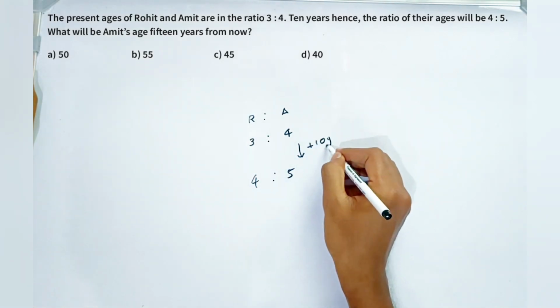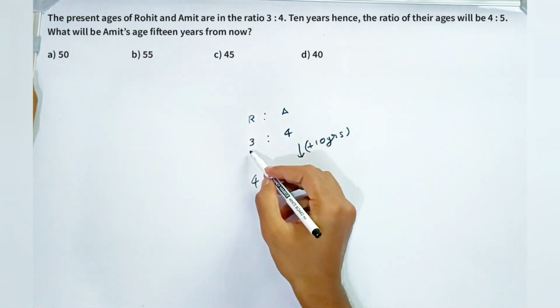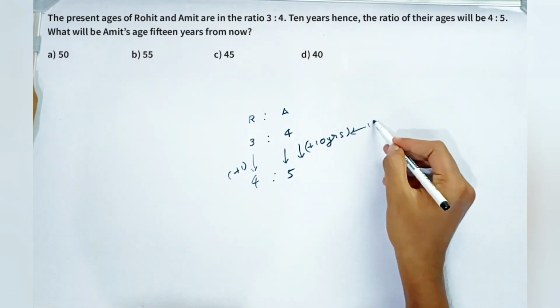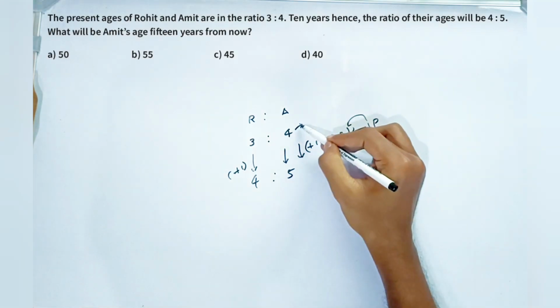So 10 years have actually passed here. The increase in these values would be the same, right? It is 1, which means this one part is nothing but 10 years. So 4 parts would be 40.